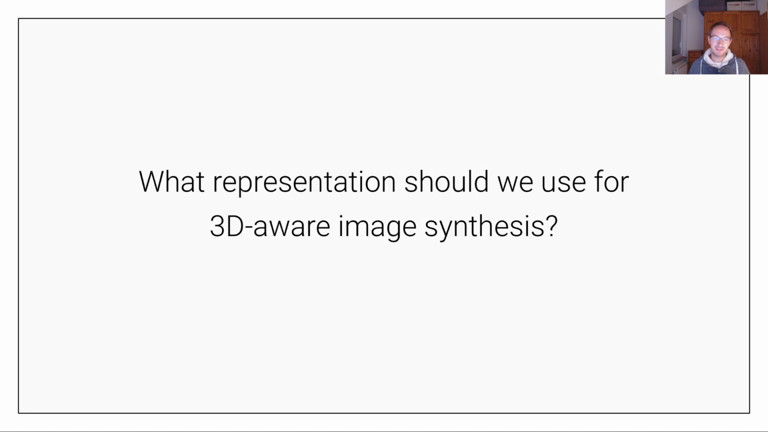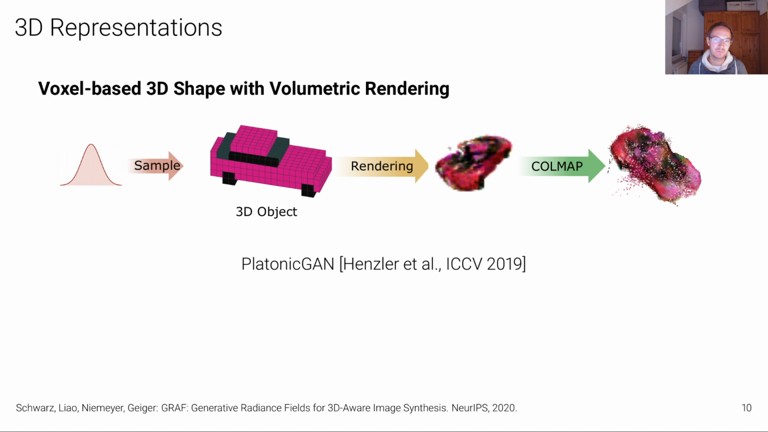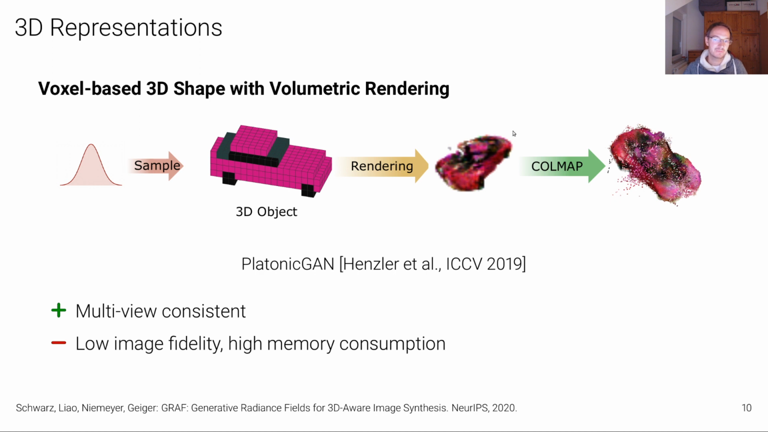The first question that we need to answer is, what representation should we actually use for 3D-aware image synthesis? There are a couple of options that have been explored in the literature. Platonic GAN uses a voxel-based 3D shape representation. They take the latent code and have a 3D decoder that generates a voxel grid with RGB color values that are then rendered into an image using a differentiable but deterministic rendering function. The advantage of this approach is that it is by definition multi-view consistent, because the rendering function doesn't have any parameters, and we have a single 3D shape representation.